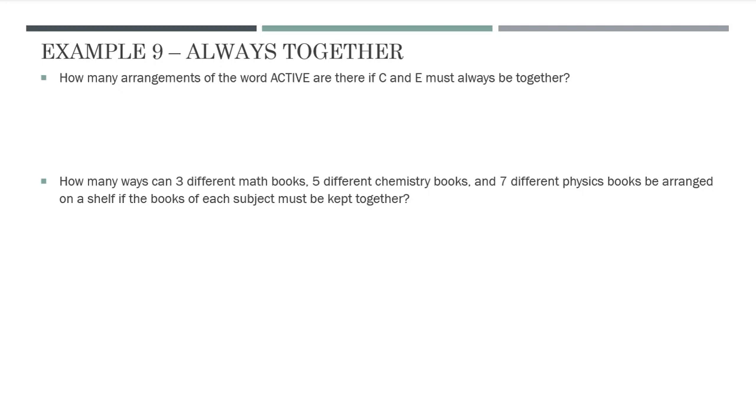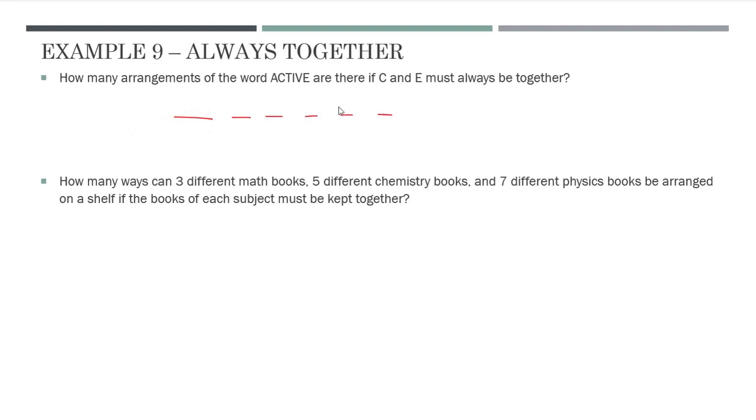Now I want to look at some questions where they have a restriction where something always has to be together. So it says, how many arrangements of the word active are there if C and E must always be together? Okay, so first couple checks I'm doing is there any letters that repeat? No, that's going to make life a little bit easier. Now, normally we would have 6 positions. Okay, so normally we have 6.